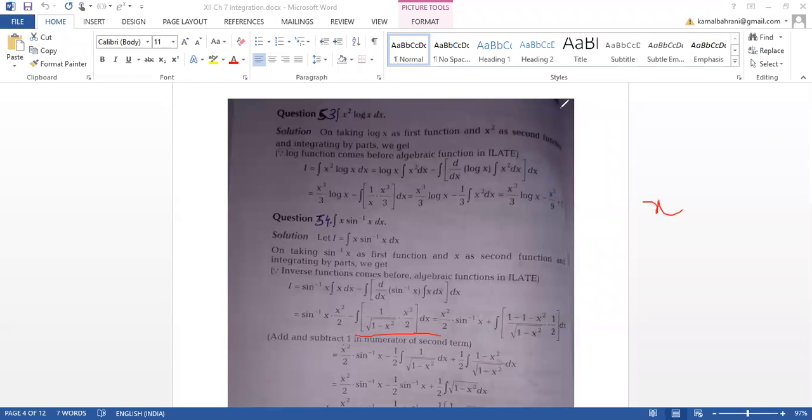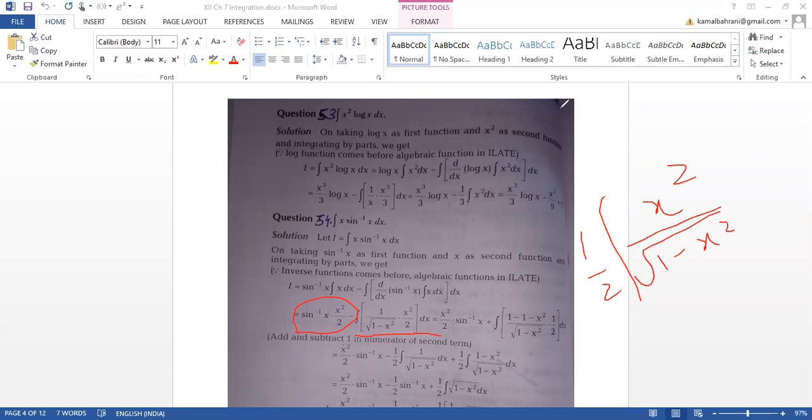So you are having what? x square upon under root of 1 minus x. This is your function. 1 by 2 can be taken outside. Here, this is your second part. The first part is easy, we have done it. Now see how you will do the second part.